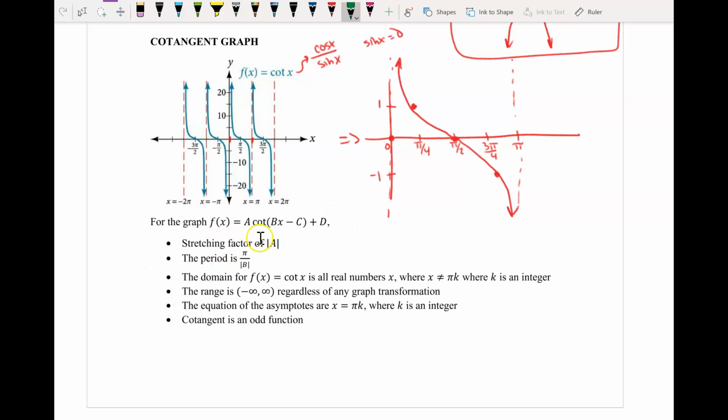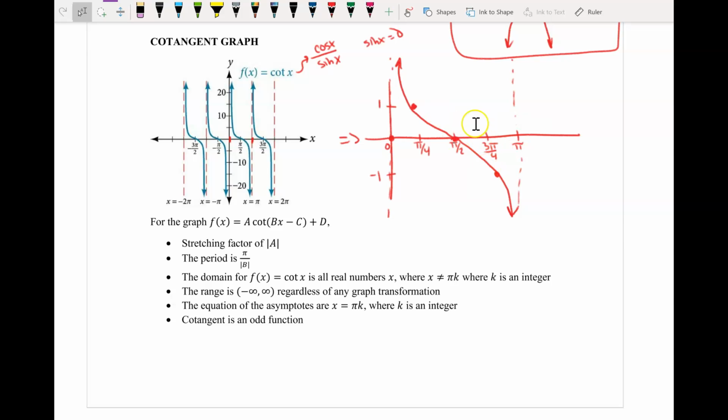Here again, the stretching factor is the absolute value of A. For the period, again we're back to pi over B, so we don't have the 2 pi anymore. So you can see that the tangent and cotangent have a period of pi. The domain for the cotangent graph is all real numbers except when x is equal to pi k, so every pi units you'll have an asymptote. The range is -infinity to +infinity. The equation of asymptotes is x equals pi k, and cotangent is an odd function.